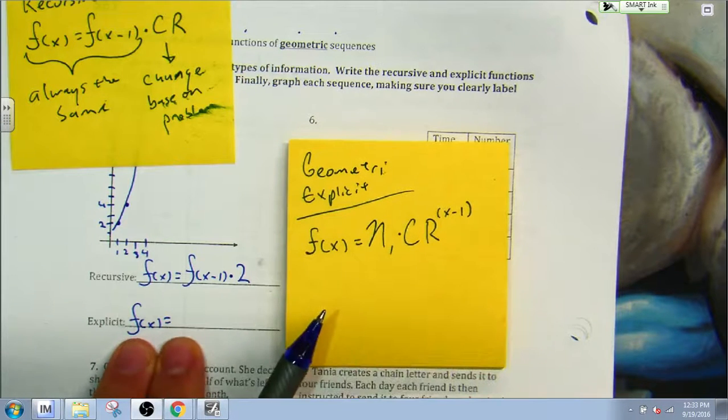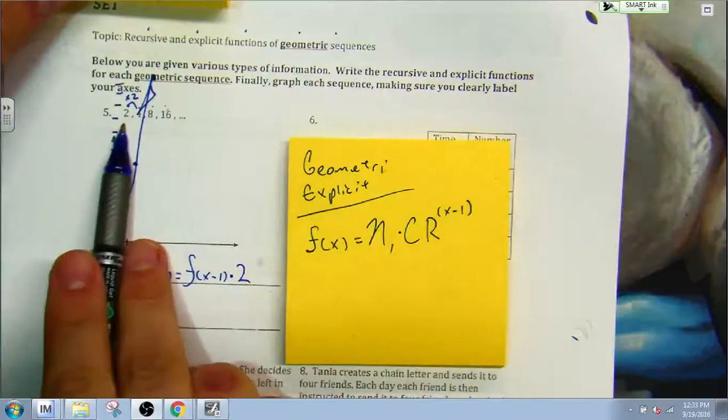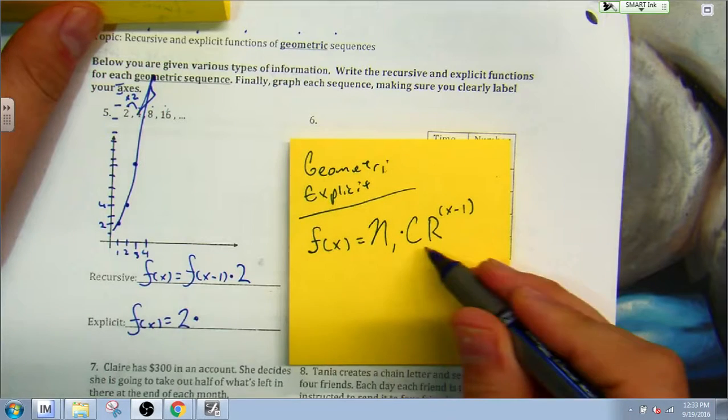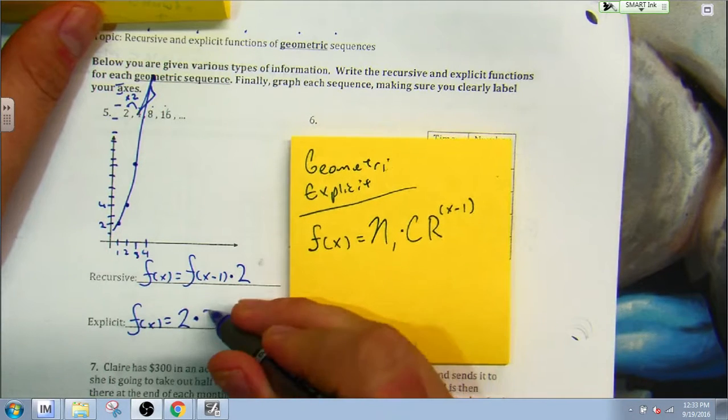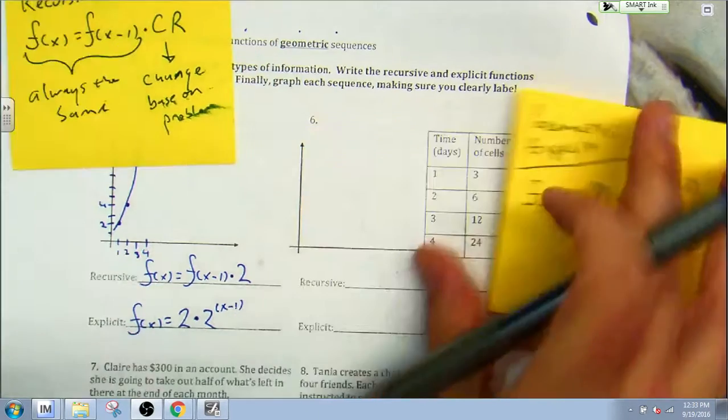So when I look at this problem, I have to look at what my first term was, which I covered up with this post-it, but I can see my first term was 2 times my common ratio, which I also know is 2, to the x minus 1 power. And so that's one way of writing it.